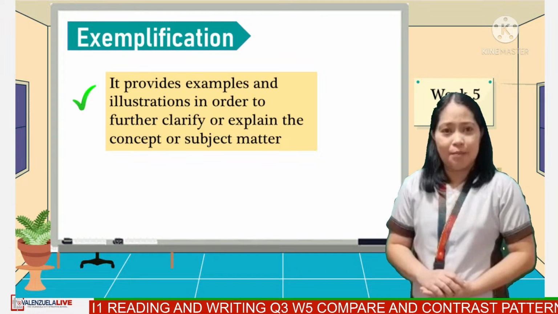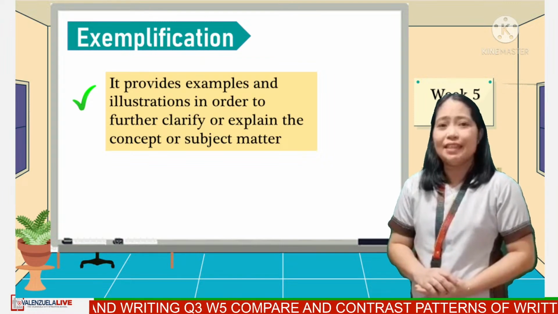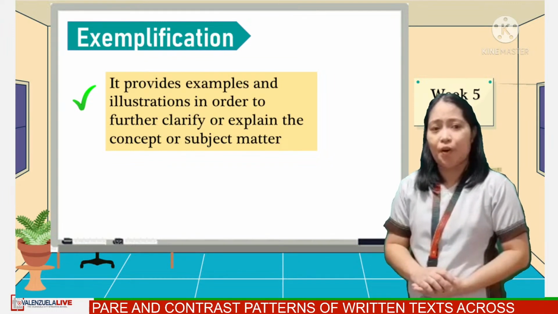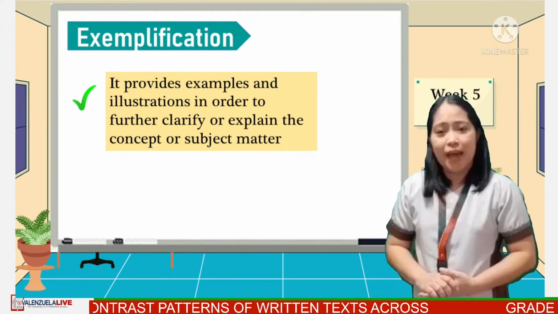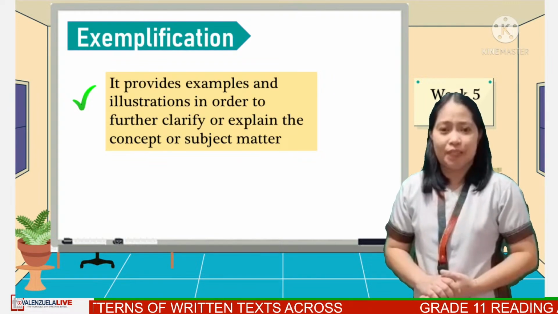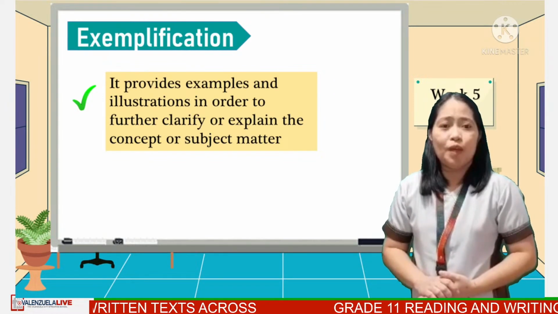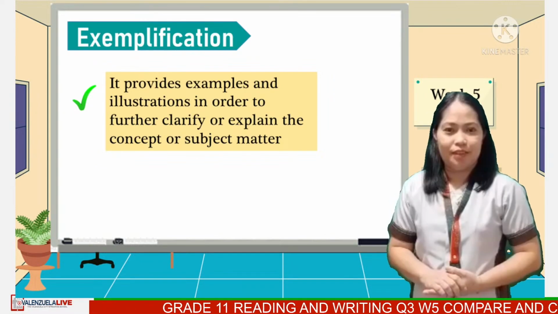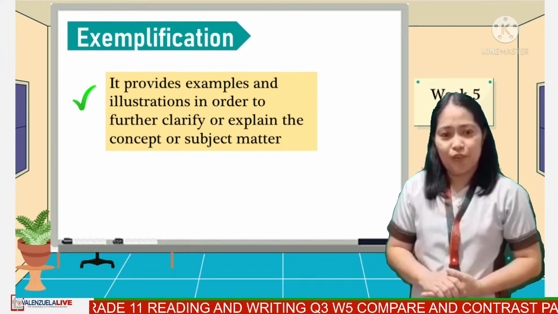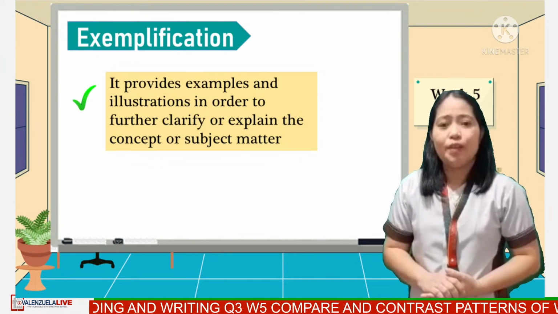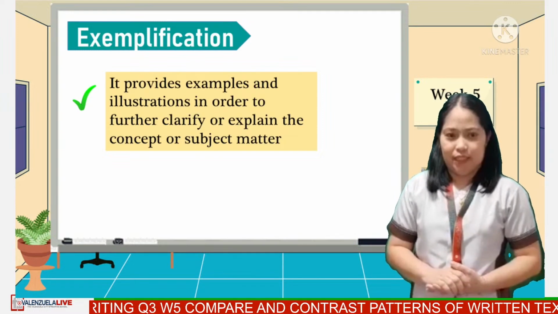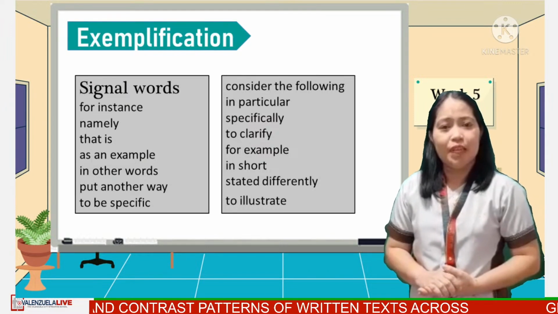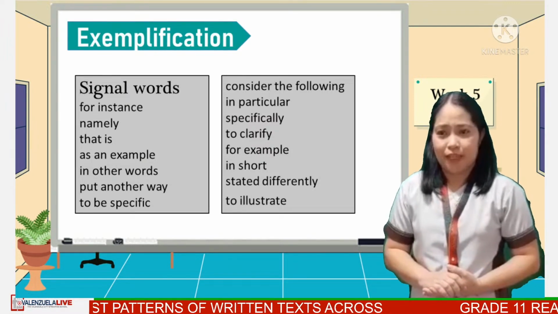Next is exemplification. It provides examples and illustrations to further clarify and explain the concept or subject matter. This pattern uses examples to support topic sentence, and it is useful when your most convincing support is a number of pertinent examples. With this pattern, you provide proof of a more general statement with the weight of the specific instances. These are the examples of signal words that you may use in this pattern.